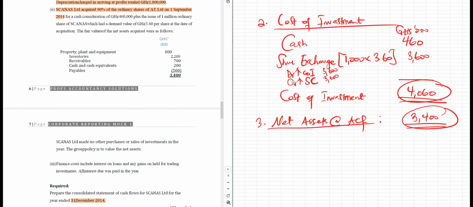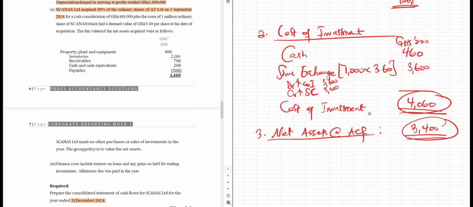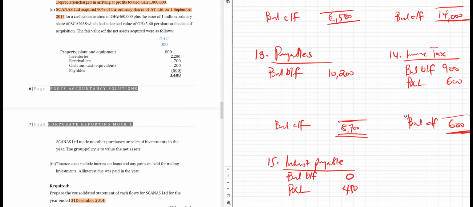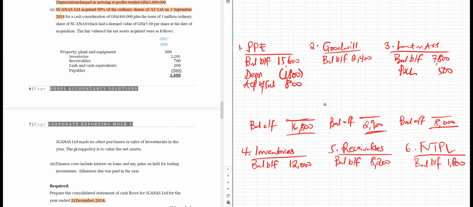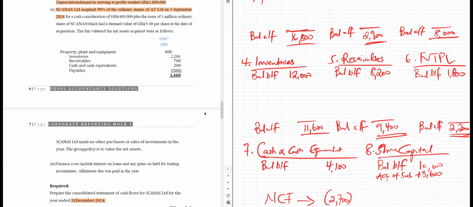When he was coming, he brought PPE of how much? 800. This 800, what do we do to it on normal consolidation? Don't we consolidate it to PPE? So go to the PPE account and say acquisition of subsidiary, 800. Then inventories: acquisition of subsidiary, 2,200, right? Are you all following?